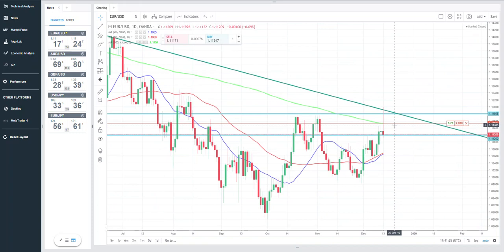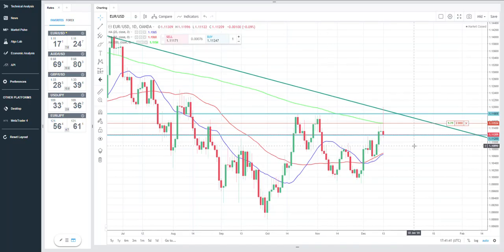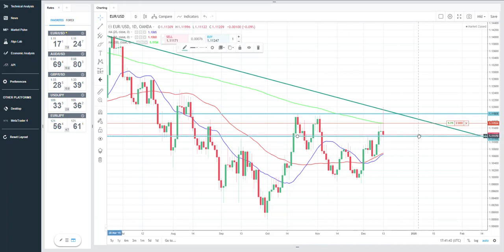So this one could go either way. It's still kind of trying to break out. So let's go ahead and set up our support and resistance and weekly pivot points. Our weekly pivot is at 1.1112. Okay. So it's sitting on top of the weekly pivot point, which means it could swing either way.